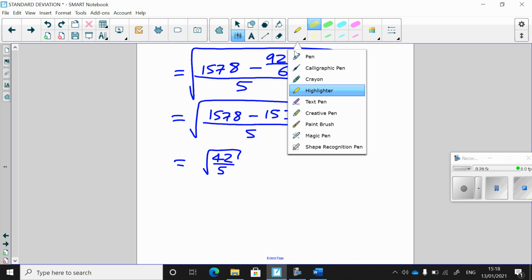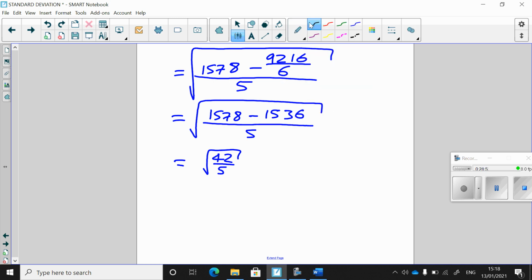with the last one. So if you're using your calculator, hit the square root button. It'll open up a bracket. Hit 42. Okay. Hit divide, because that's what the fraction is telling you. Divide by what? Divide by 5. Close the bracket. Hit your equals button, and it's going to give you your answer.